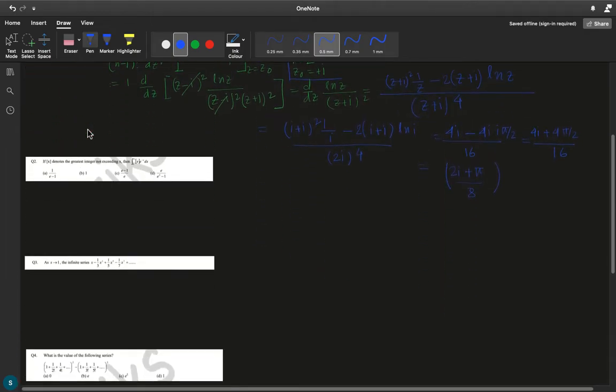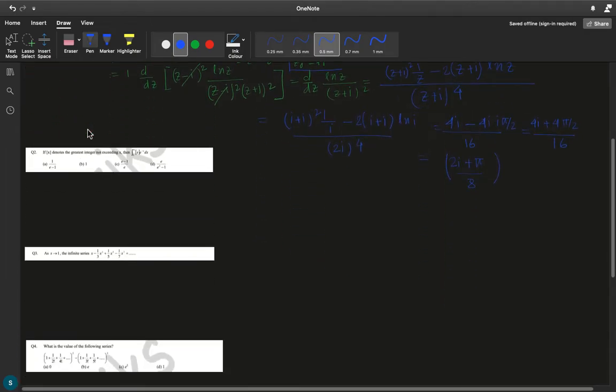Now from the Cauchy residue theorem we know that the integral value of f(z) is 2πi times the sum of the residues. So here we have 2i plus π by 8 as the sum of the residues, and this is the value of the integral.